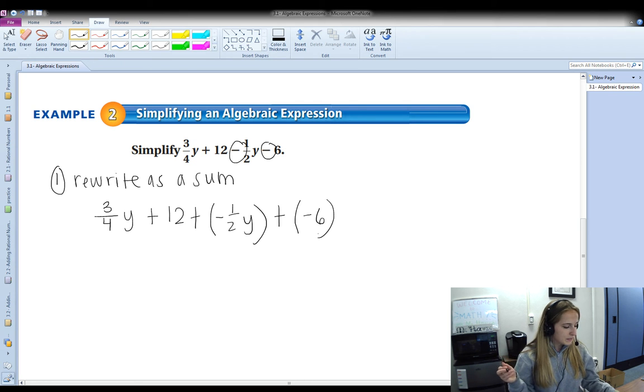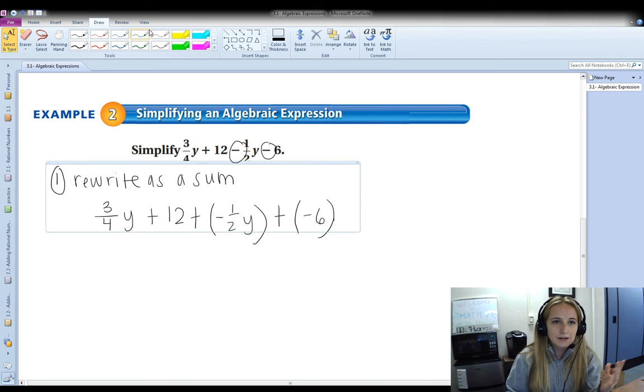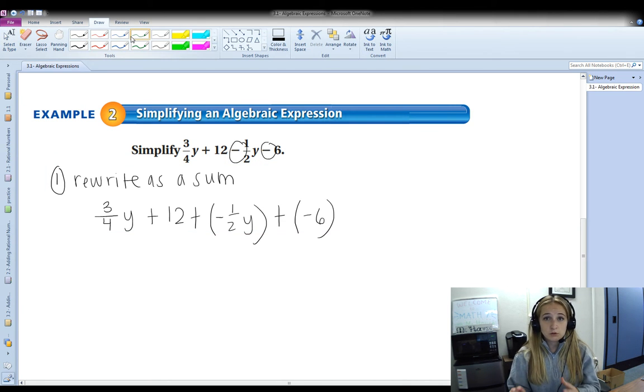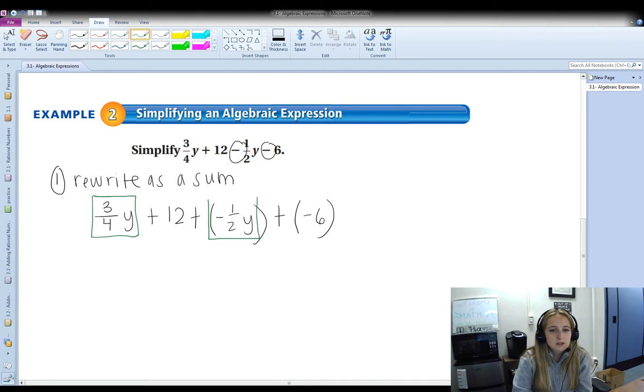Okay, next step. I want to identify my like terms with those boxes, those squares and circles so that I keep it all organized, okay? So I see a y here, and then I also see the negative 2y. So I know that this is the same variable raised to the same power because it doesn't have an exponent. So these are like terms. And then I also see that I have some constants. And remember, constants are just numbers that don't have variables attached to them. So these are constants, and I know that those are like terms as well. Okay, so now I have my like terms.